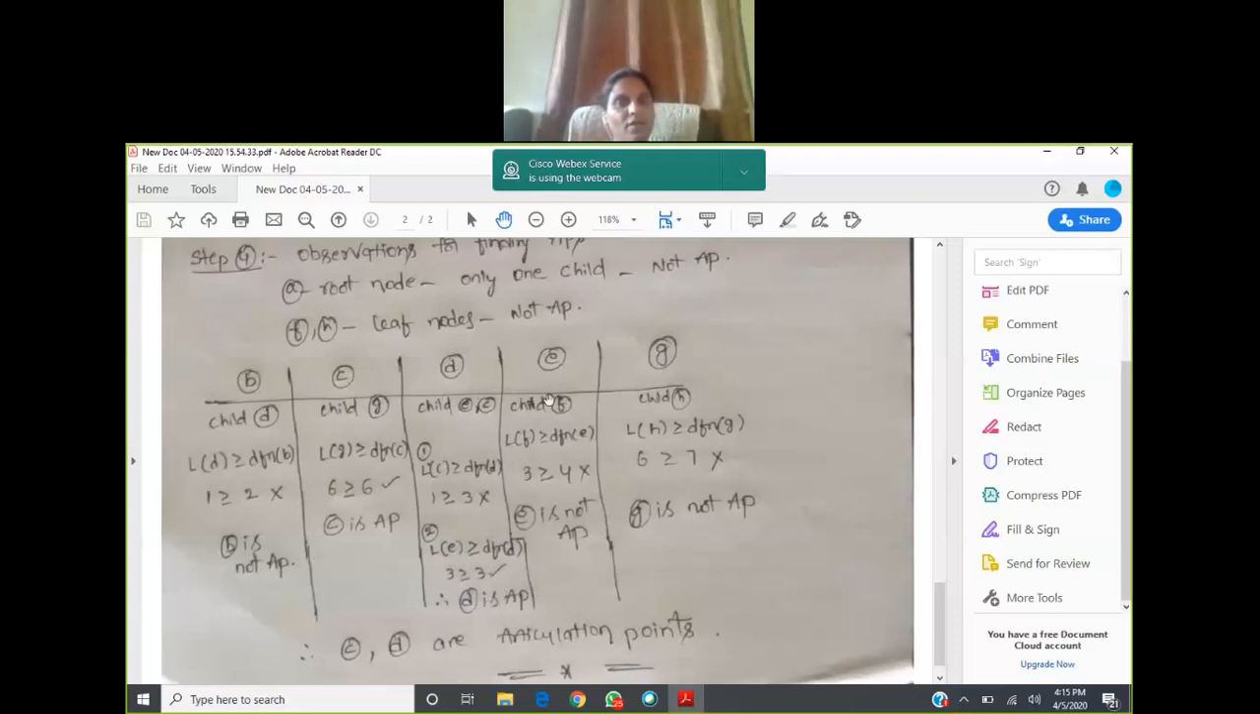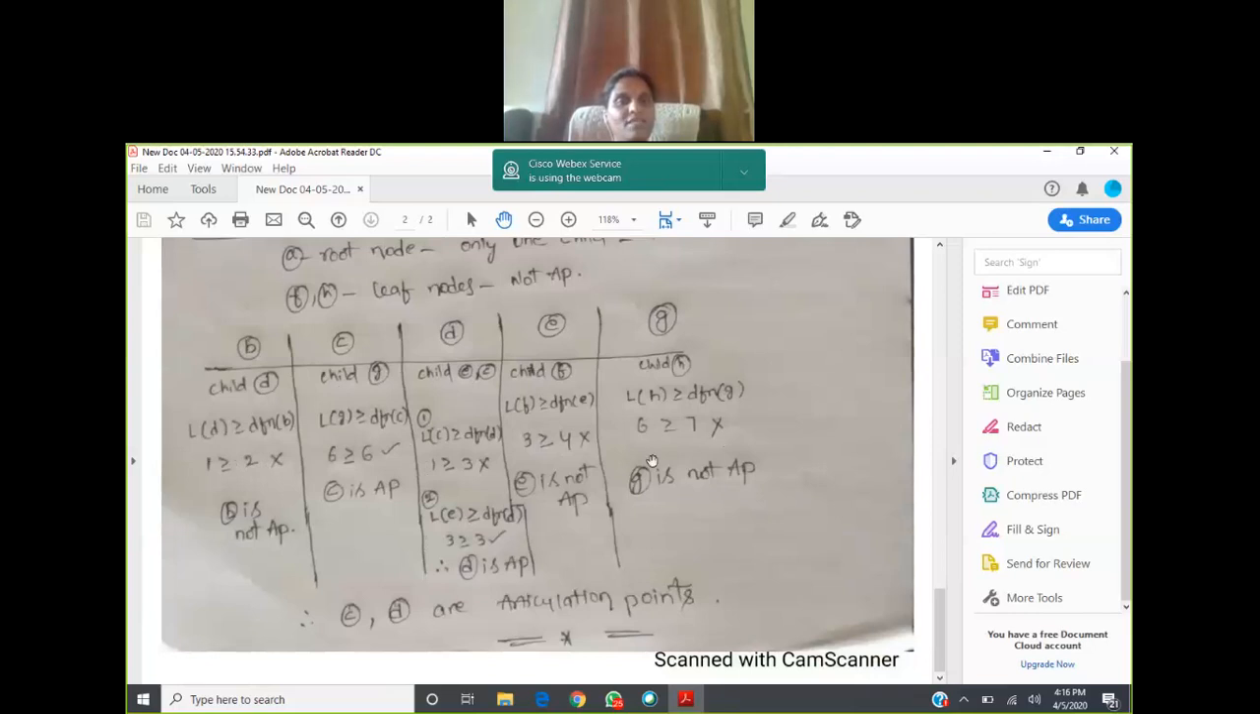E is having one child F. So the condition does not satisfy, so E is not an articulation point. Similarly, G is not an articulation point. Therefore, for the given graph, only C and D are the articulation points.